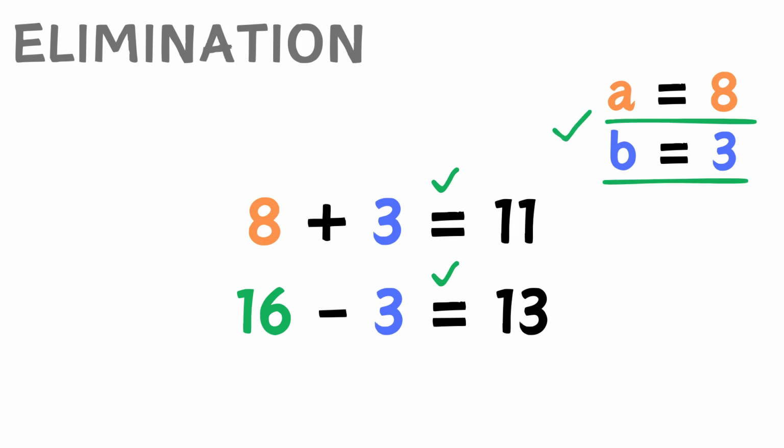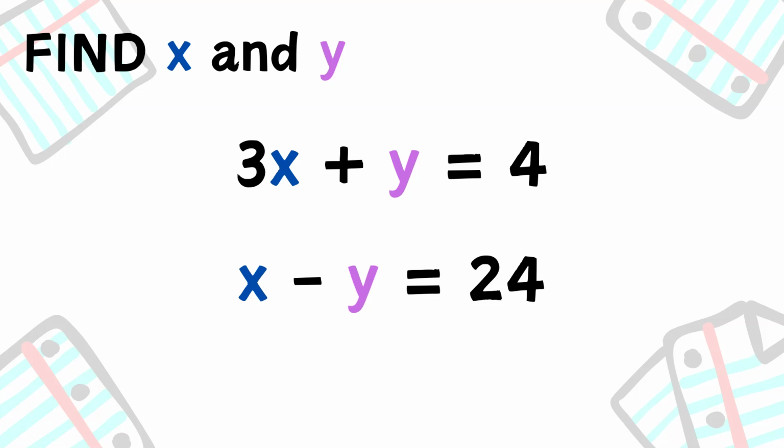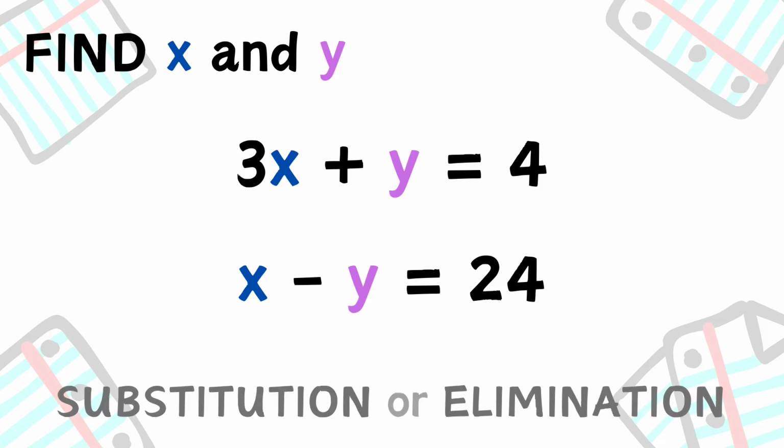Amazing. So now that we have a little feel for substitution and elimination, let's do a practice question together. Given these two equations, solve for x and y. You can use either substitution or elimination. If you can, think about which one might be more efficient or quicker. So see if you can do this on your own, and then come back and we'll tackle it together.